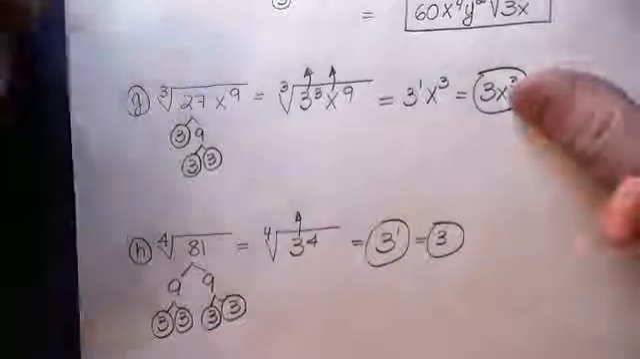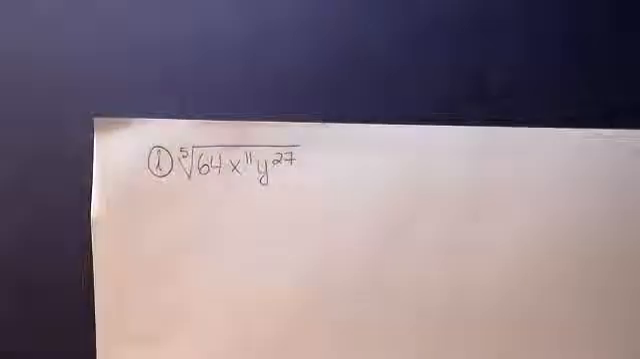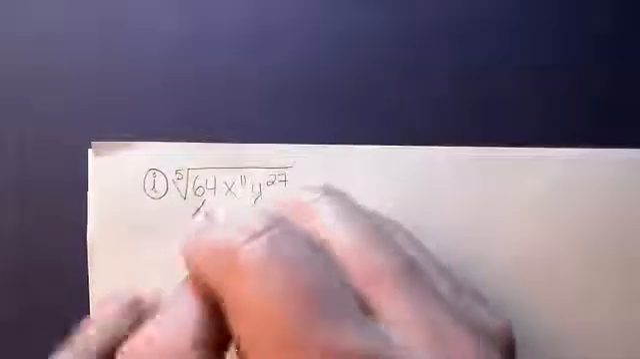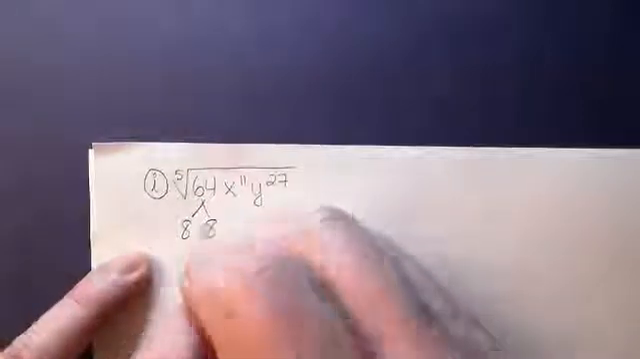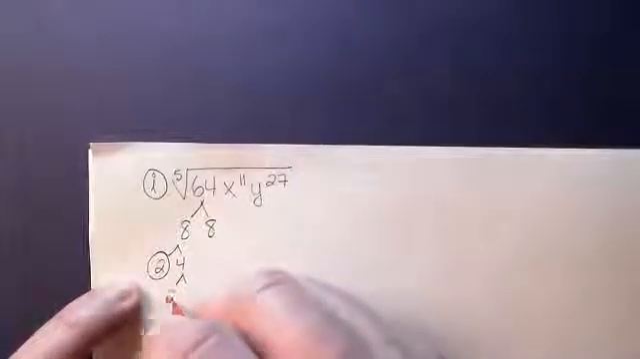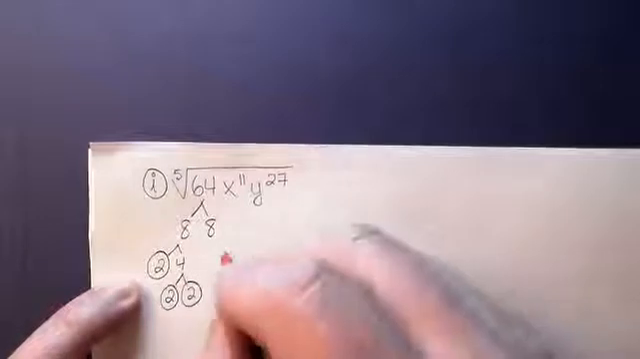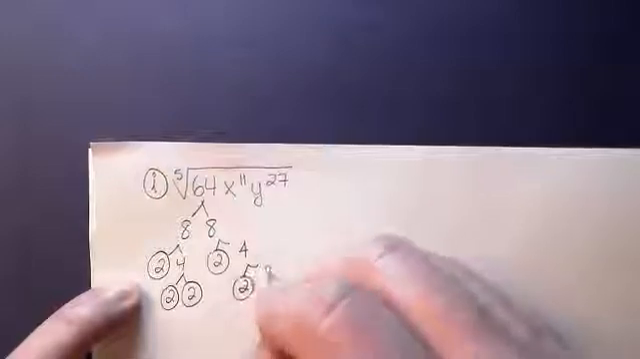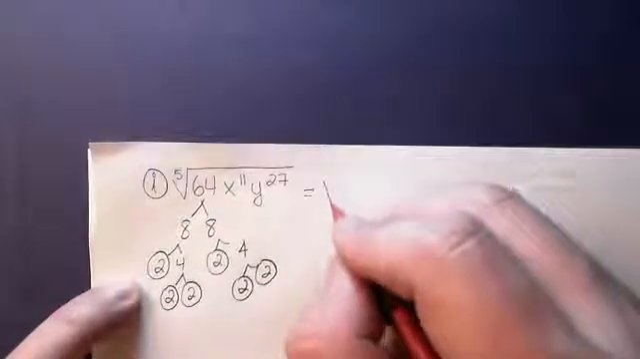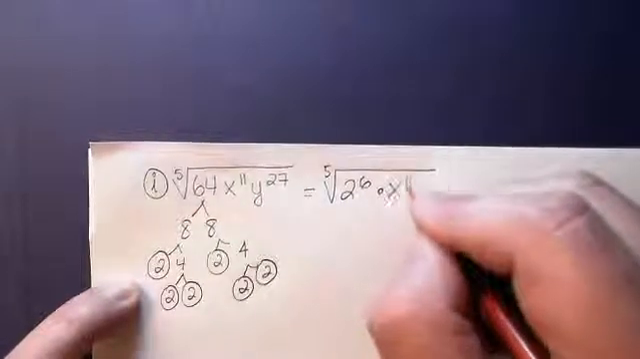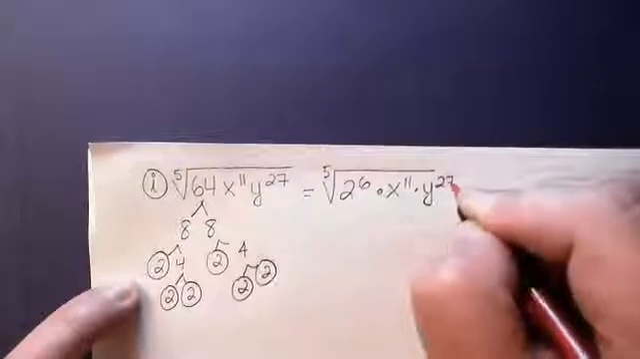Alright, let's try one more. Suppose I have now the fifth root of 64 x to the 11th y to the 27th. Again, same thing. I'm going to have 8 times 8. This would be 2 times 4. 2 is prime, 4 is not. So this would be 2 times 2. 8 is 2 times 4. And this would be 2 times 2. So how many 2's do I have here? I have 2 to the 6, x to the 11th, y to the 27th.